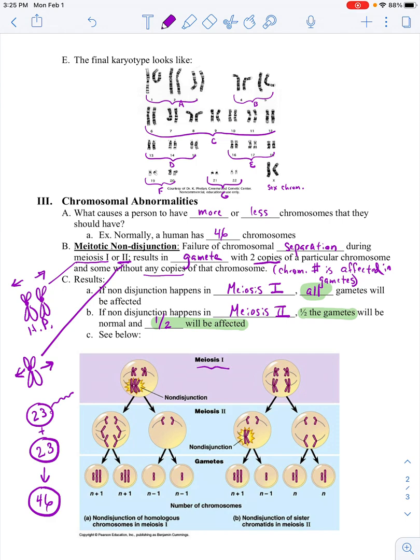Here's meiosis 1. Here's where non-disjunction happens in meiosis 1. You can kind of have a dividing line. Here is where the non-disjunction is happening in meiosis 2. If it happens in meiosis 1, the homologous pair doesn't separate, and then you end up with 2 gametes that have 1 too many, and you have 2 gametes that have 1 too few. But all are affected.